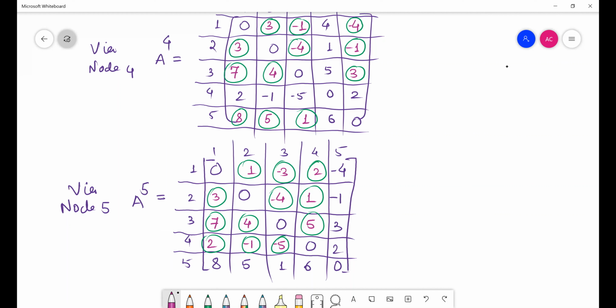This matrix is nothing but gives you the shortest path from all the nodes among all the pairs of nodes. So 1 to 1 is 0, 1 to 2 if you want to go, the shortest path would be 1.